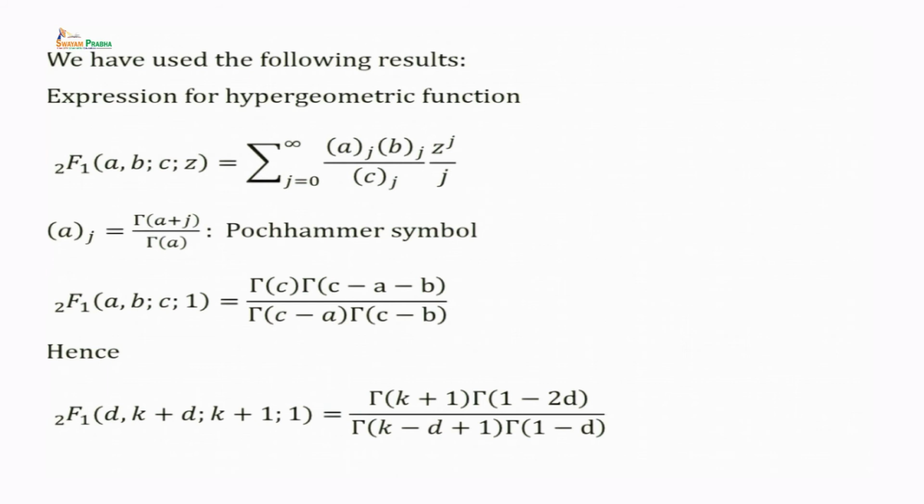Now, how do we get the value of this confluent hypergeometric function? So, we have used these results. This is the expression for the confluent hypergeometric function, where aj denotes gamma a plus j upon gamma a, which is called the Pochhammer symbol. And then if you take z equal to 1 here, then 2F1 a b c 1 is equal to gamma c times gamma c minus a minus b upon gamma c minus a gamma c minus b. Now, this is the result which we have used in the previous slide.